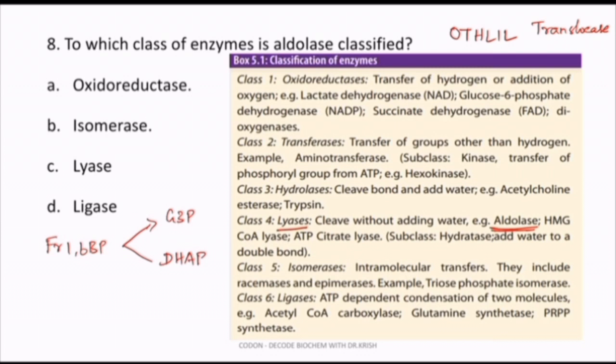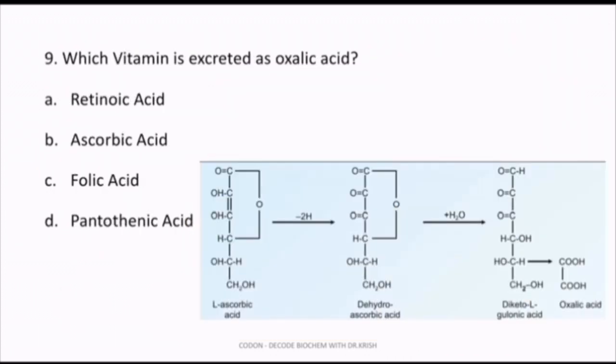What happens in fructose metabolism? Aldolase B cleaves fructose 1-phosphate to dihydroxyacetone phosphate and glyceraldehyde. So there are 2 aldolases, A and B, which cleave the substance without addition of water. Hence it is classified under lyase.